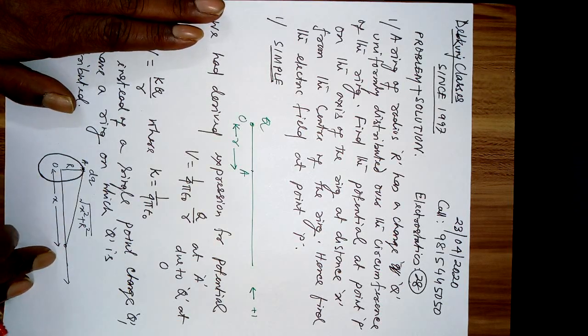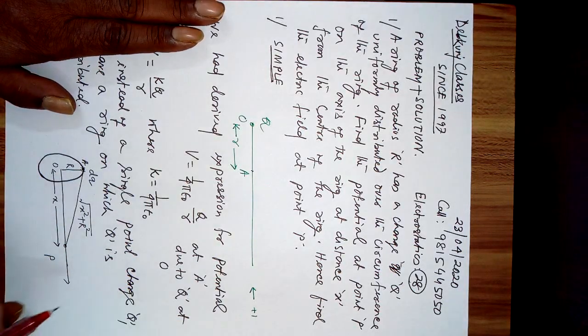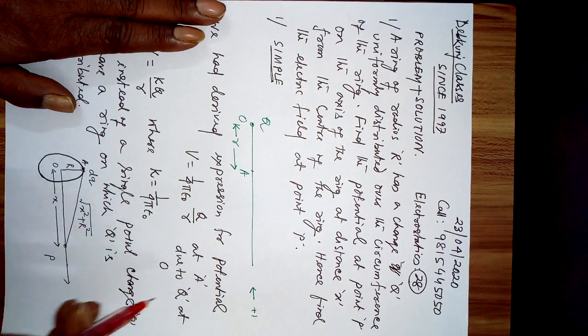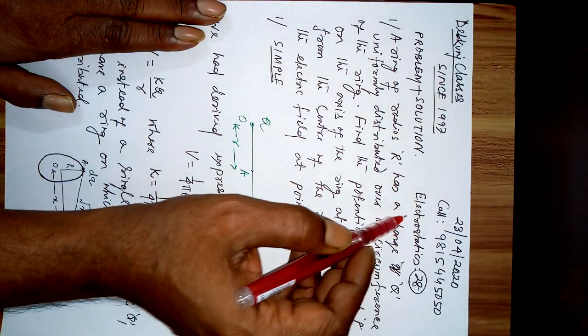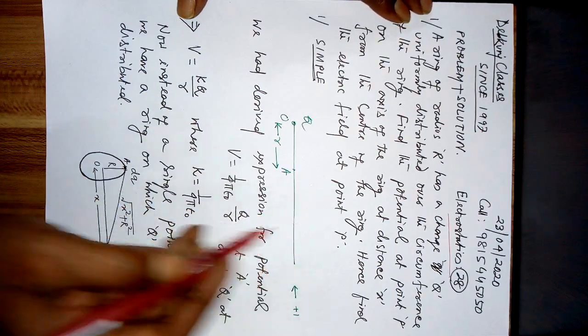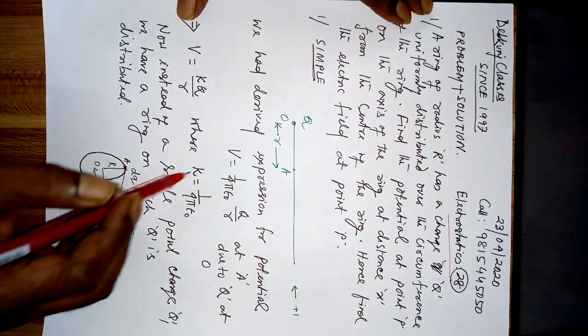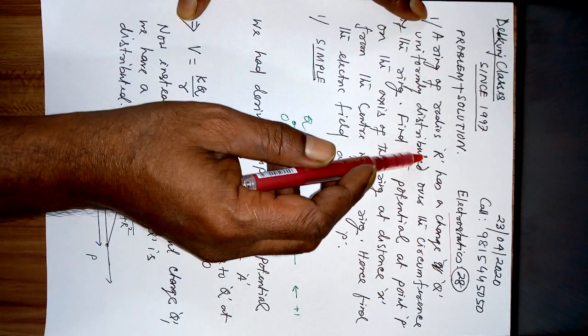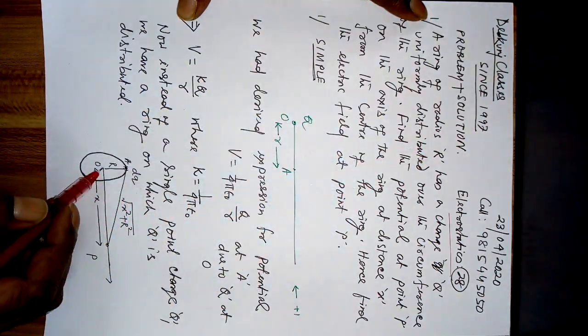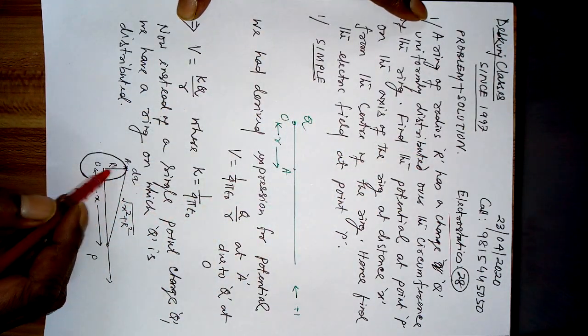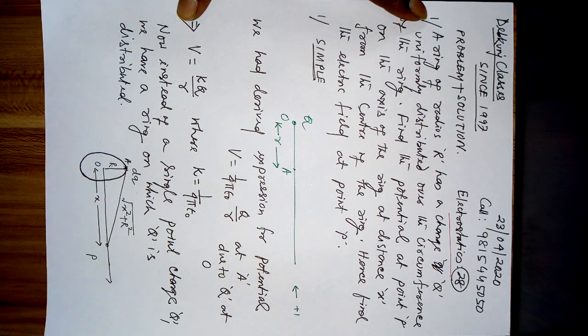Now let us do a small derivation on finding the electric potential due to a charged ring. Electrostatics 28. This is a ring of radius capital R. From here to here is your capital R, the radius of the ring.